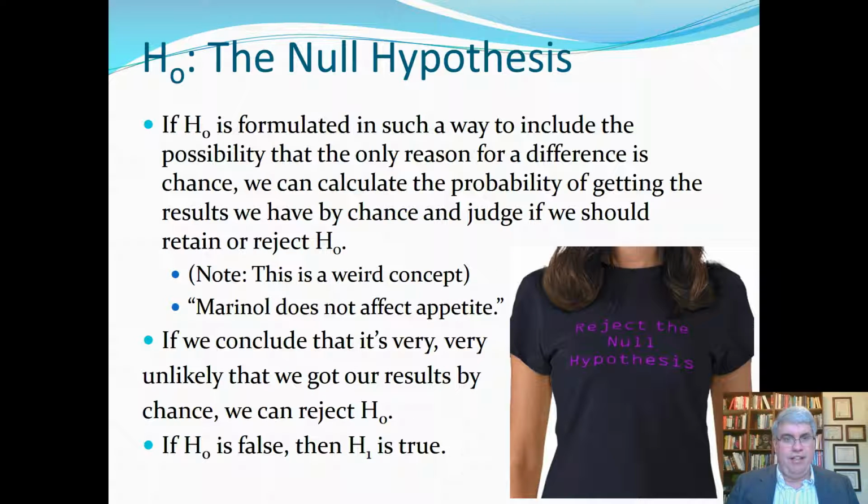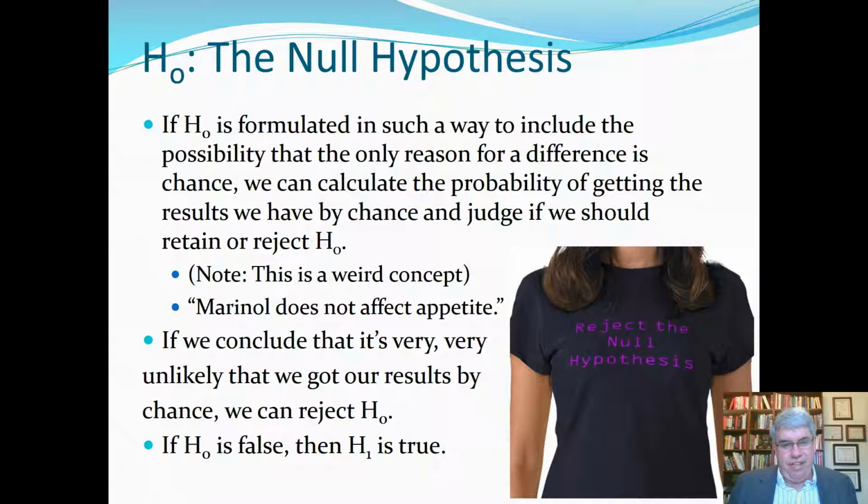Now let's continue looking at the null hypothesis. The null hypothesis needs to be formulated in such a way to include the possibility that the only reason for difference is chance. So if that's true, we can calculate the probability of getting the results we have by chance, because we've seen that we can calculate the probability of getting different things, such as binomial distribution or normally distributed continuous variables. We'll be able to calculate the probability of getting something by chance and judge if we should retain or reject it.